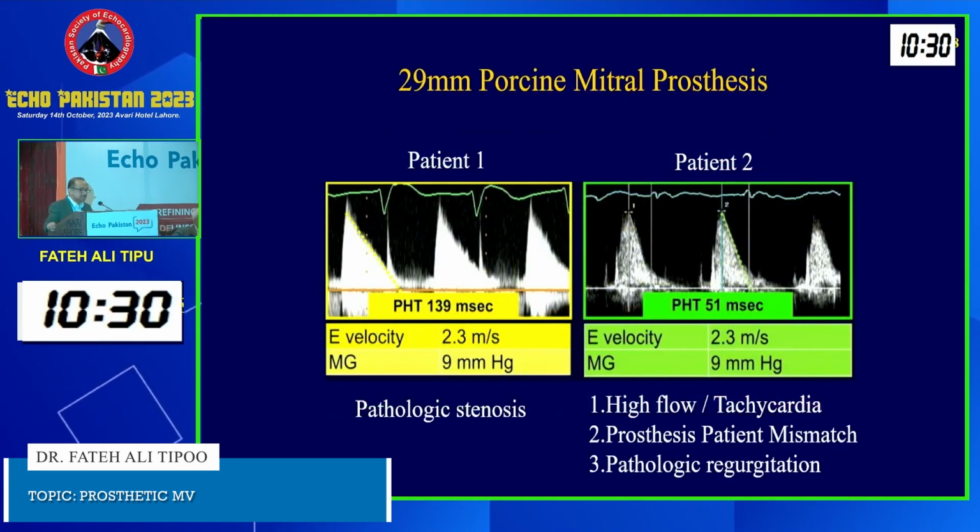So these are the examples. These are two patients. Both have a 29 millimeter porcine mitral prosthesis. Both patients have an E velocity of 2.3 and a mean gradient of 9. But the pressure half time in case 1 is 139, while it's 51 in patient 2. So in patient 1, it's likely pathological obstruction, while in patient 2, it may be tachycardia, or patient prosthesis mismatch, or regurgitation.